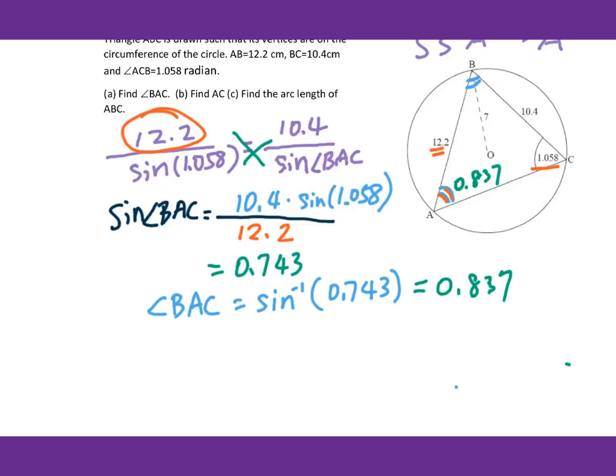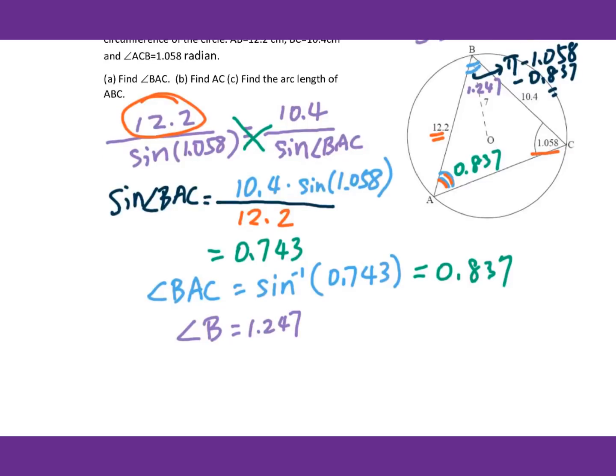Therefore, we can figure out this angle. Since for this problem, we are using radians, in a triangle, the sum of all angles equals pi. So we use pi minus 1.058, also minus 0.837. We got angle B equals 1.247.